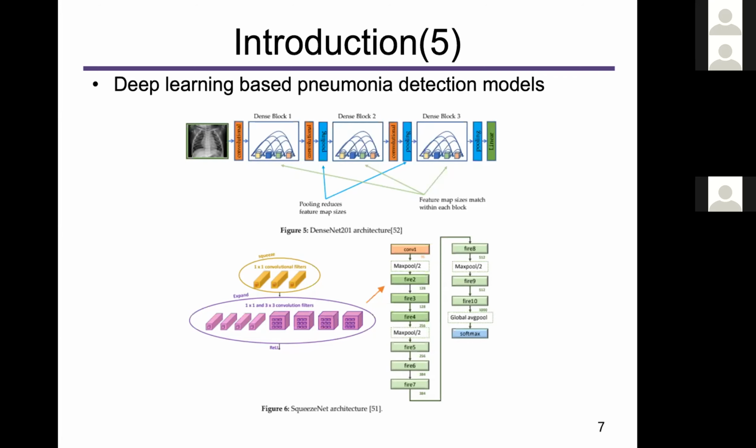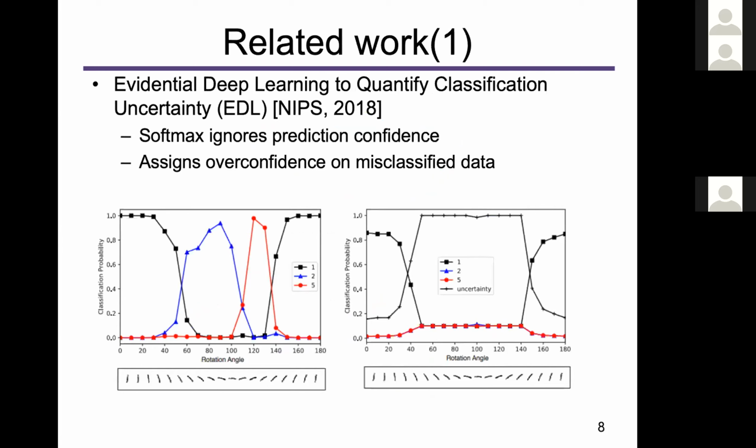But the softmax layer has some problems with unseen or misclassified data. We found previous research called evidential deep learning to quantify classification uncertainty, published in 2018. They point out that softmax tends to ignore prediction confidence and assigns overconfident prediction results on unseen or misclassified data.